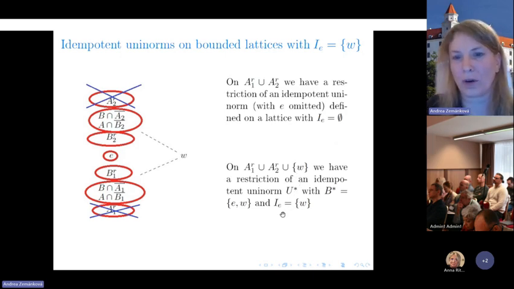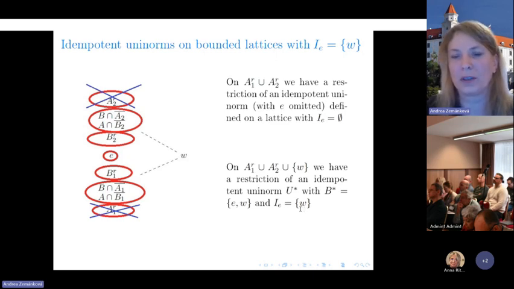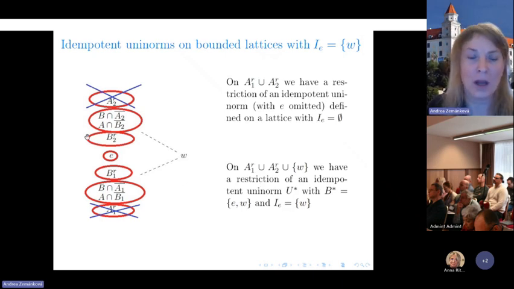is a special uninorm on a lattice where we have exactly 1 point incomparable with neutral element, for which the corresponding set B contains only 2 elements, neutral element and W. And such uninorm can be again characterized using the inc function, but I will not go into details. So as I mentioned before, tangled points between set A and B can be only in one of the parts.